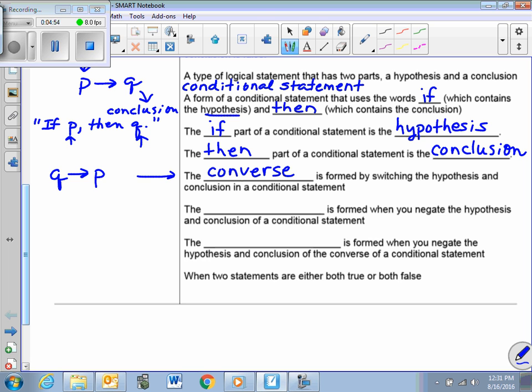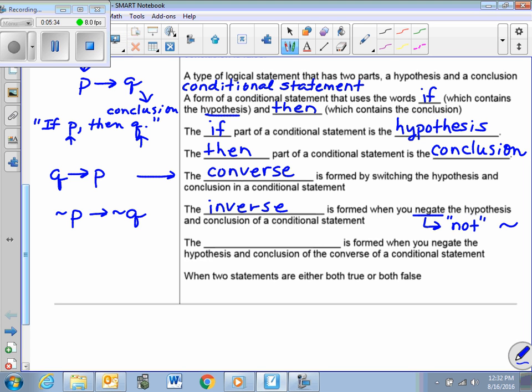All right, what if I negate the hypothesis and conclusion? What does negate mean? Negate just means I make it a not statement. A negation means a not statement, and you'll see the little squiggly there will denote that I'm negating something. So if I do that, what I have then is the inverse of the conditional statement. My conditional statement is if P then Q, but if I negate both of those, then that's going to be written that way: if not P, then not Q.